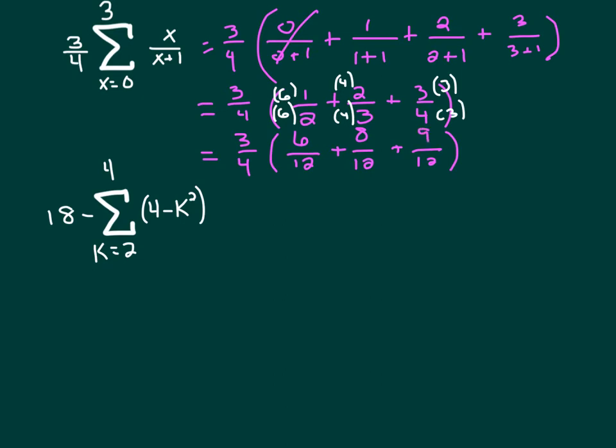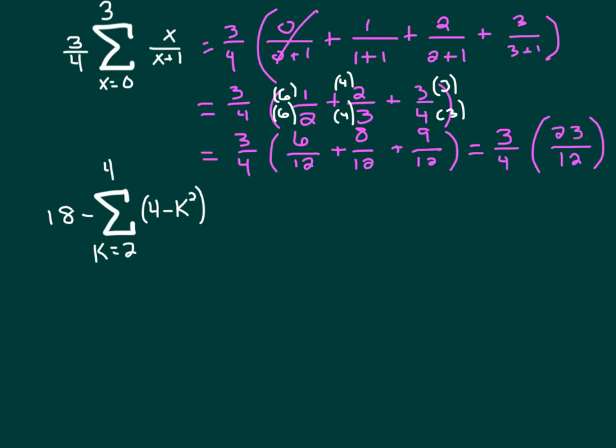Okay, so now I'm kind of running out of room, so I'm going to go this way now. I'm going to bring my 3/4 over, and when I add these fractions, I'm going to keep the denominator of 12, but I need to add all the numbers in the numerator here. So 6 plus 8 is 14, and 14 plus 9 is 23. So we'll have 23 over 12.